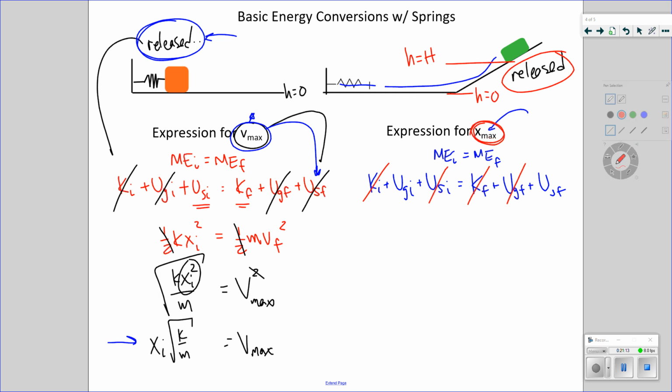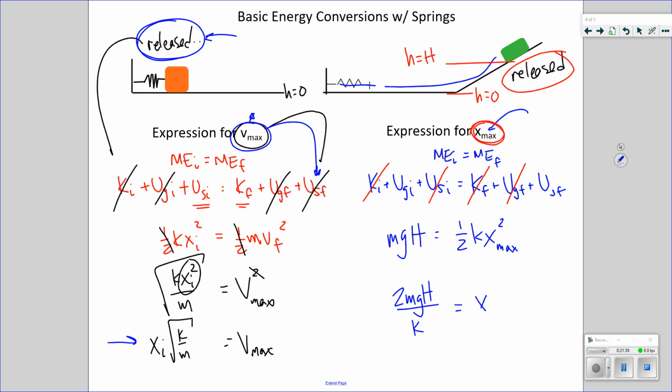So we have M G H initial. H initial we called capital H. That equals 1/2 K X max squared. So it looks like 2 M G H over K is X max squared, and thus, yeah.